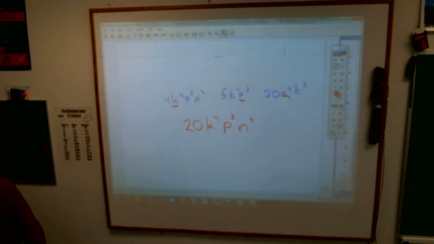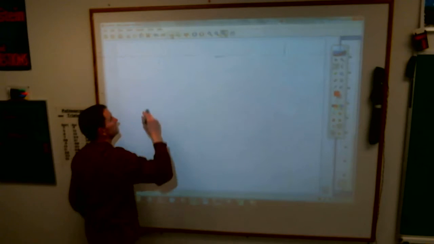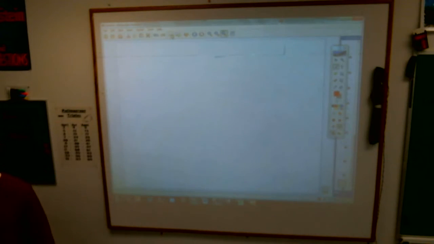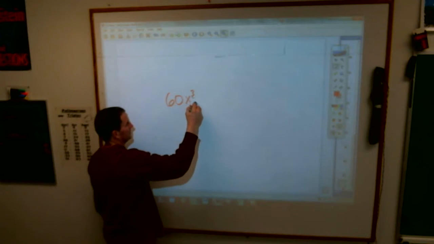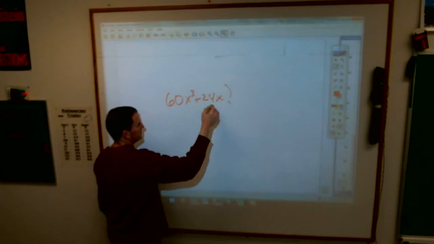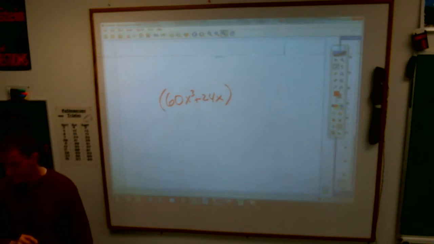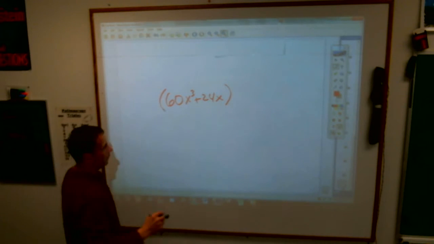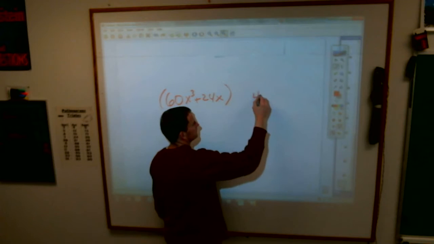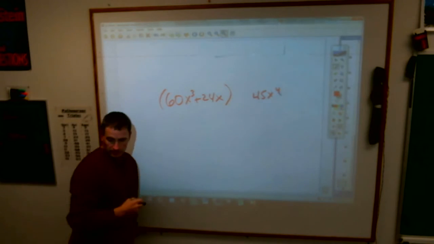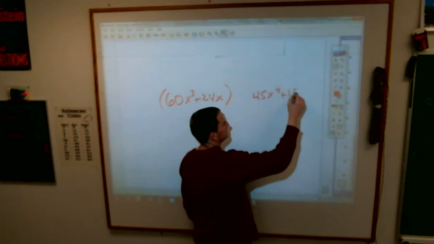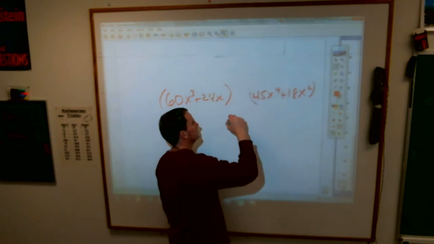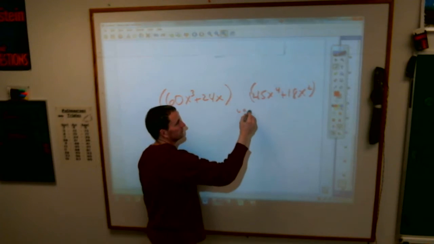Are you ready? Here you go. Let's see who can get this one. Because you knew it wasn't going to be that easy all the way through. 60x cubed plus 24x, by the way, this is in parentheses, and 45x to the fourth plus 18x squared. I'll give you a moment to do that. What's the least common multiple of those two?